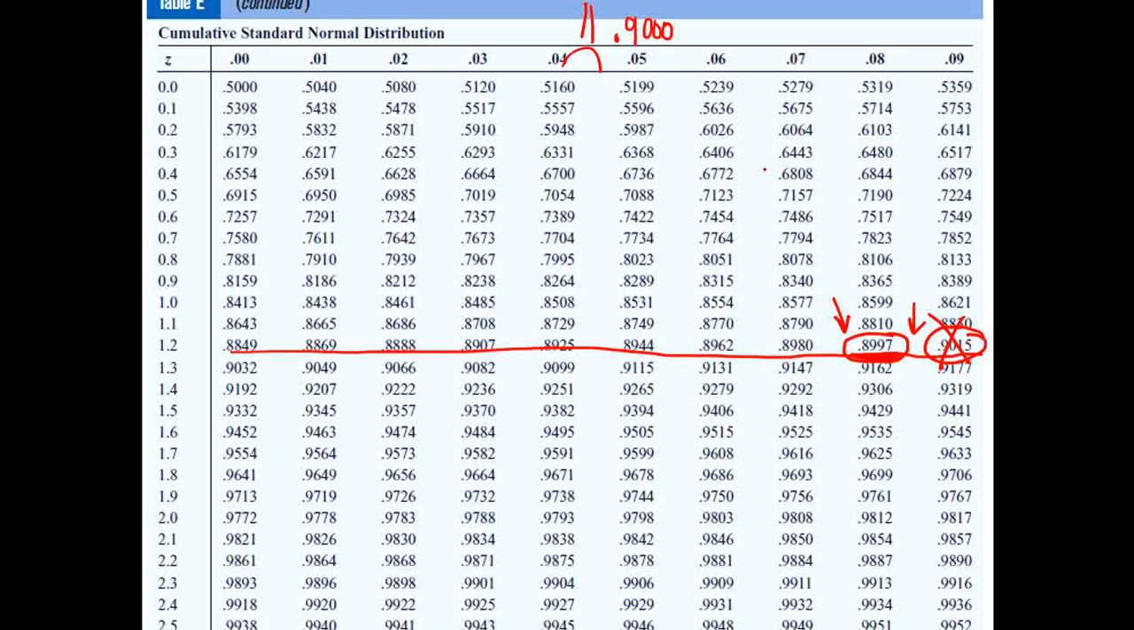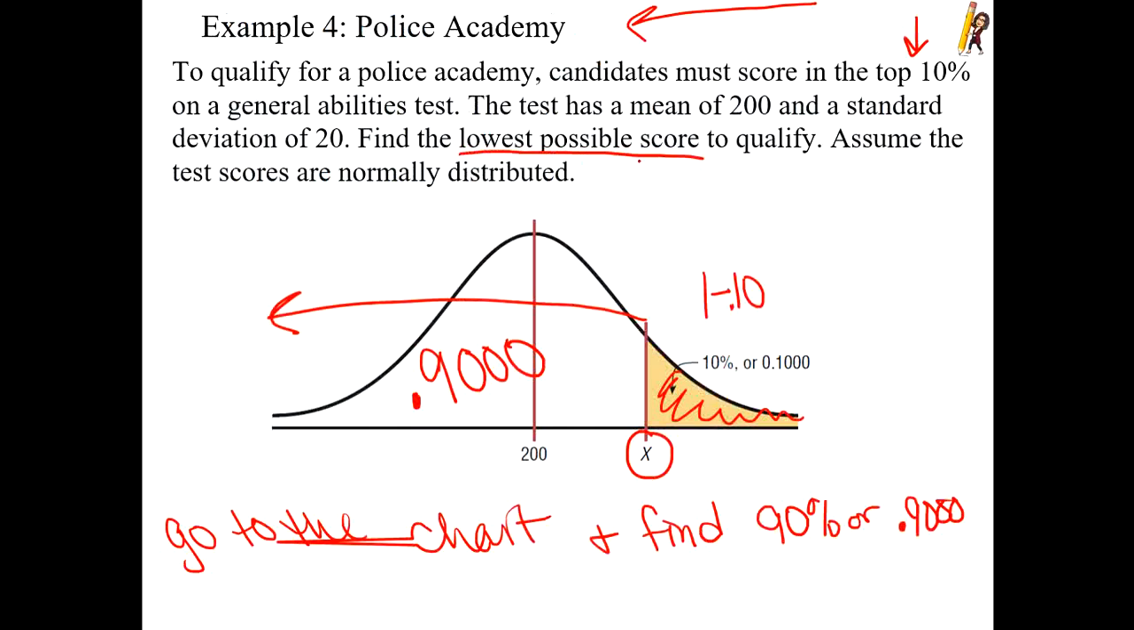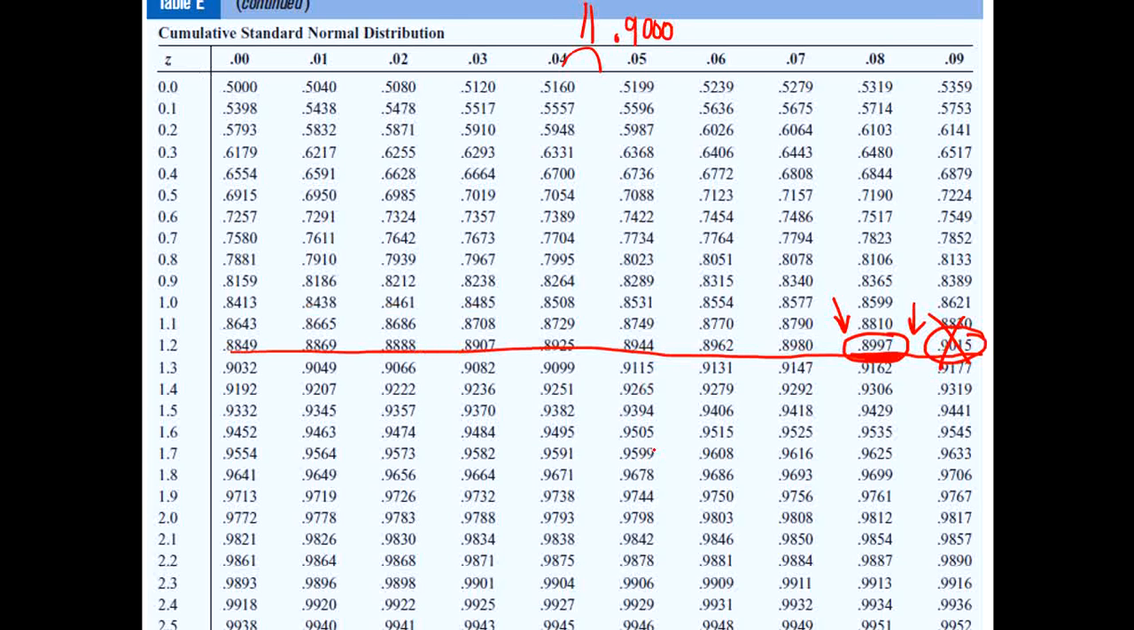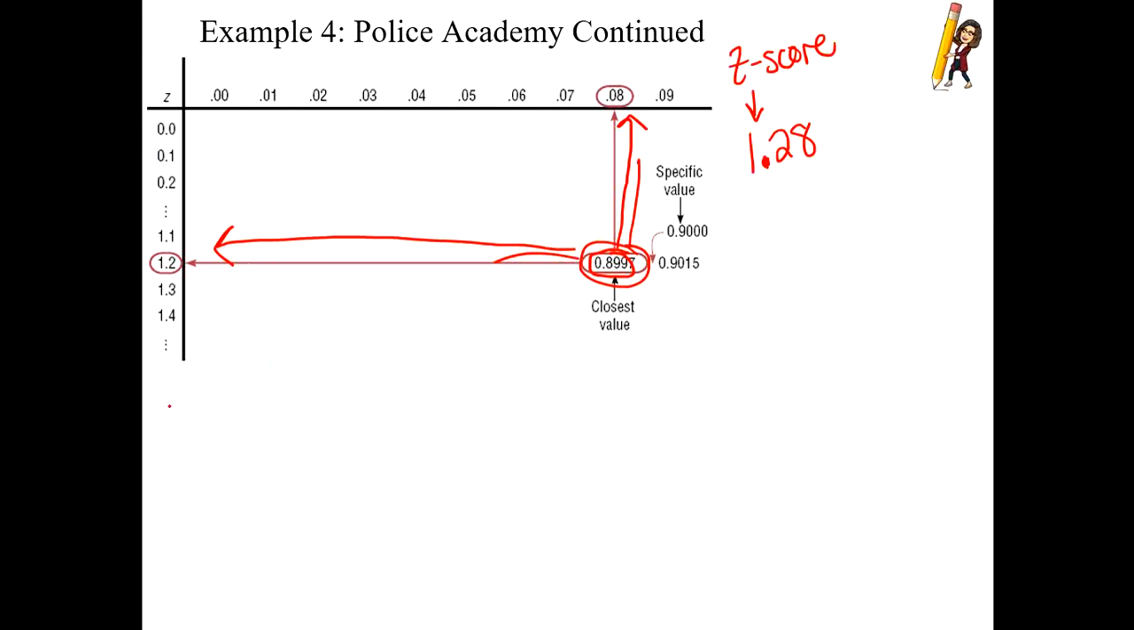But what's the question again? Let me just arrow back. It says find the lowest possible score to qualify. Oh yeah, we want to find the value on this x-axis. So we just found the z-score, which is great, but now we're going to go back to that original equation that we learned in our last lesson, which is z is equal to the value minus the mean divided by the standard deviation. Now we know what z is. We used our chart to find z. It's 1.28. We don't know what the value is. That's what we want to solve for.